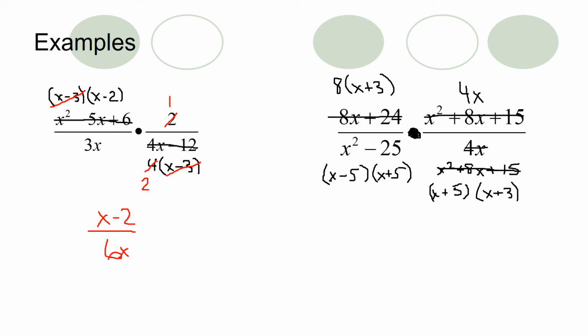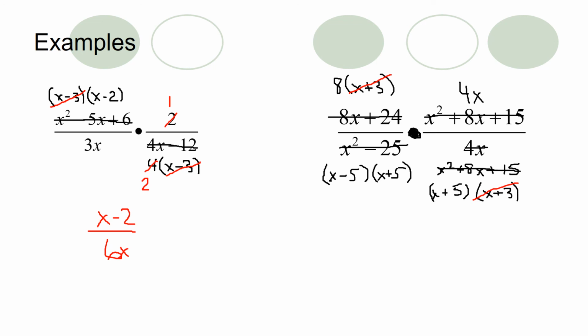Now, let's see what I can reduce. There's a lot of tricks here. The x plus 3's can go. The x plus 5's cannot go because, again, let me cross that out. They are denominator to denominator. They cannot go. The 8 and 4 cannot go because it's numerator to numerator. We are actually going to end up with a very ugly answer here.